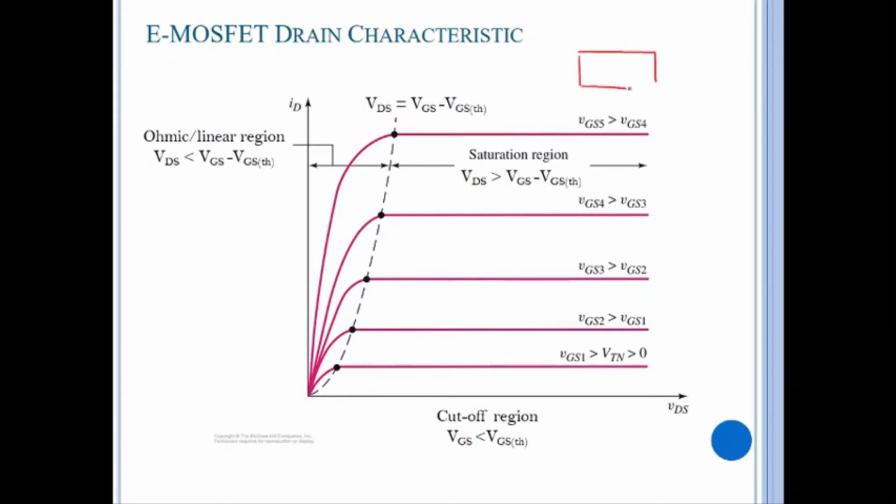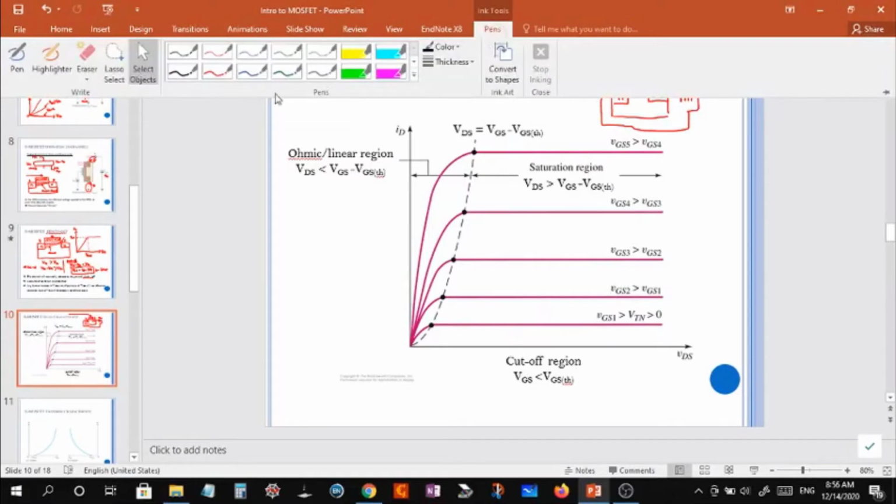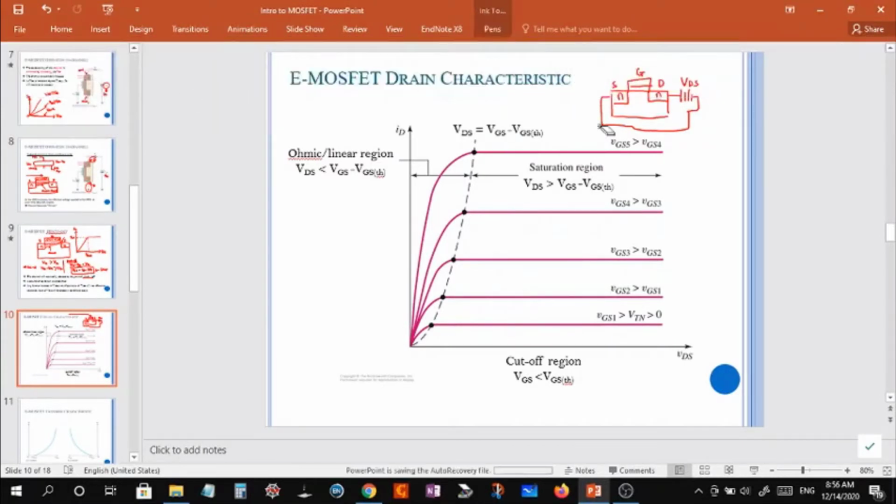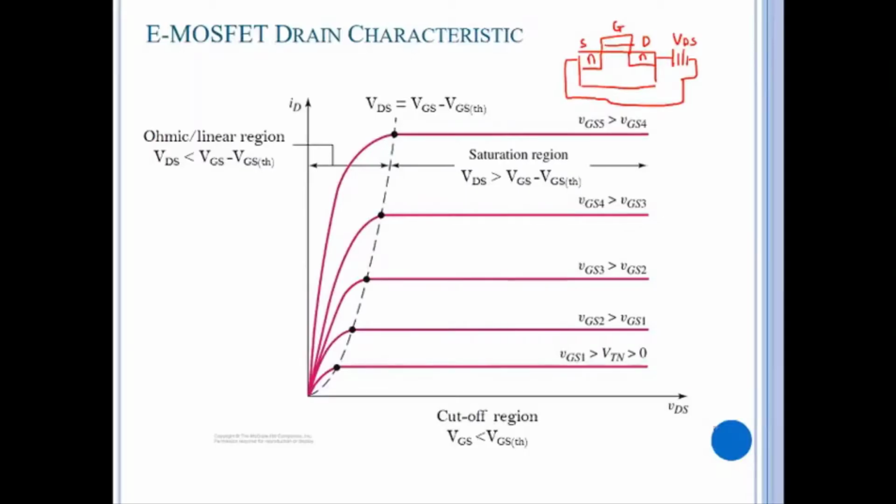Okay, for a clear view, let's redraw the structure here. This is the gate, this is the source, and this is the drain. This is VDS, the applied voltage across the drain and source, and VGS is the applied voltage from the gate with respect to the source.